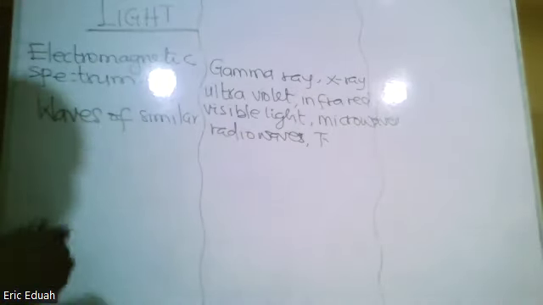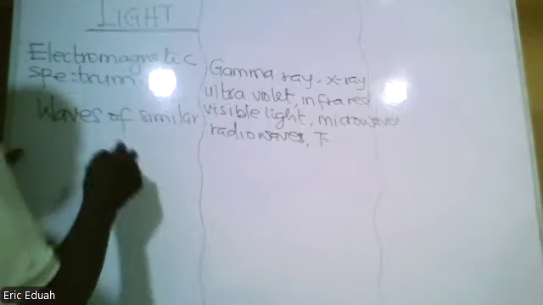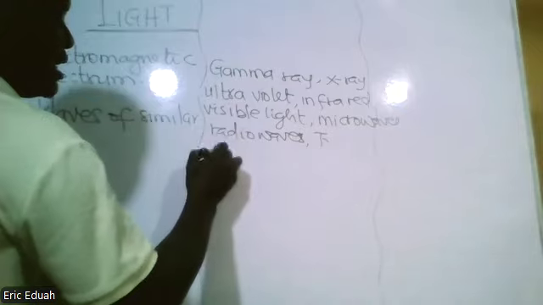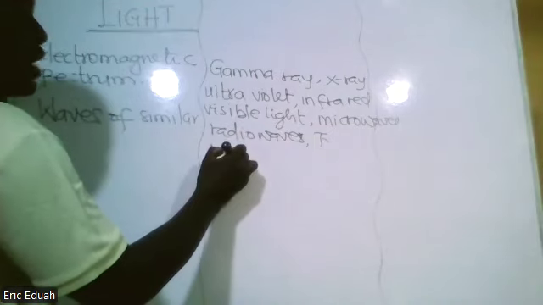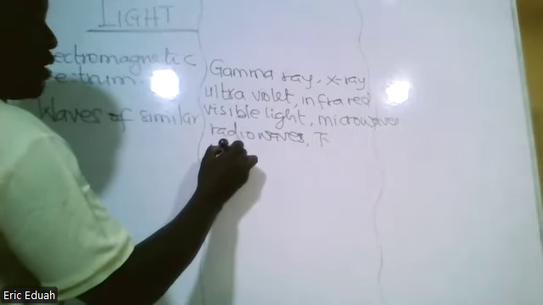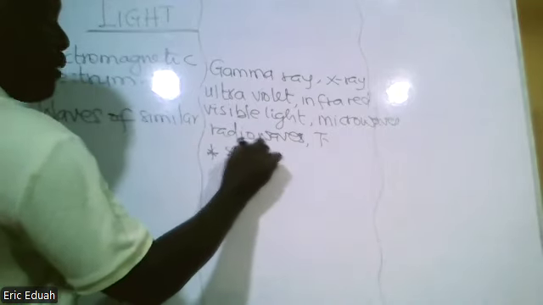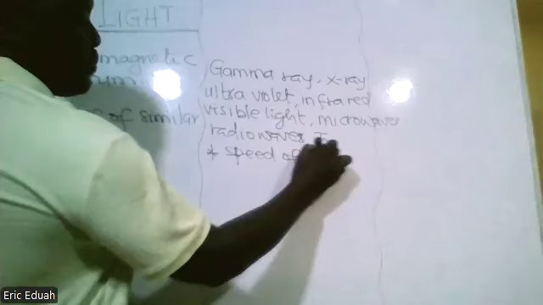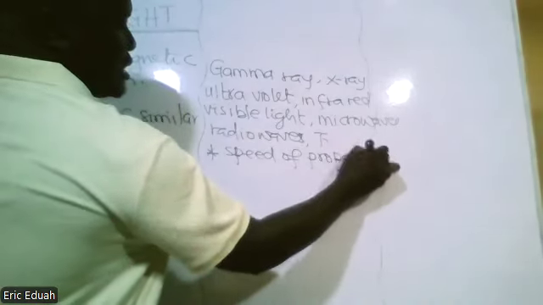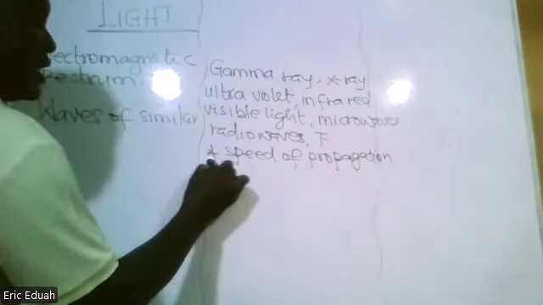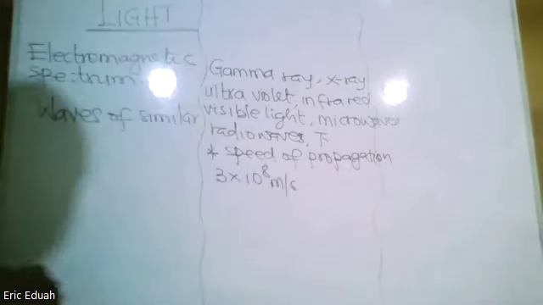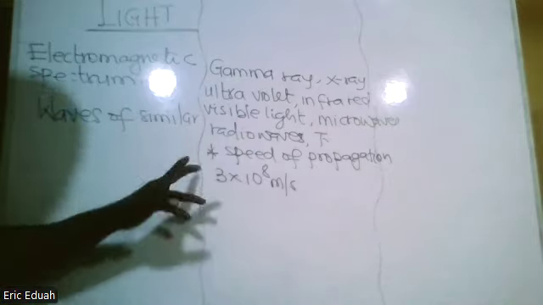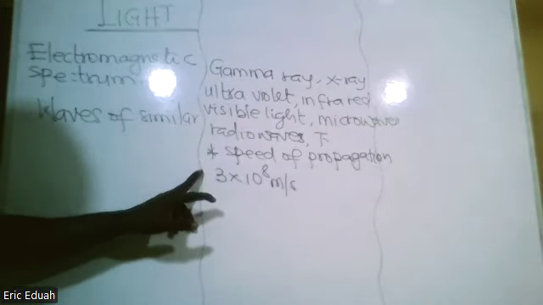All these waves have something in common. What do they have in common? They all travel at the same speed. So the similarity the waves under the electromagnetic spectrum have is that they travel at a speed of, their speed of propagation is 3 times 10 to the power 8 meter per second. So this is one of the features they have in common.